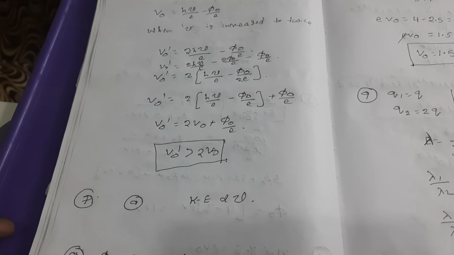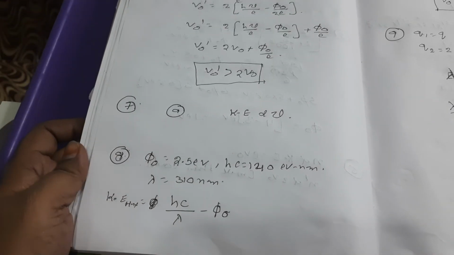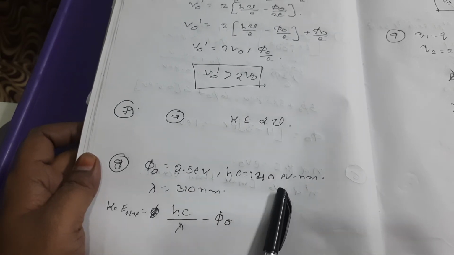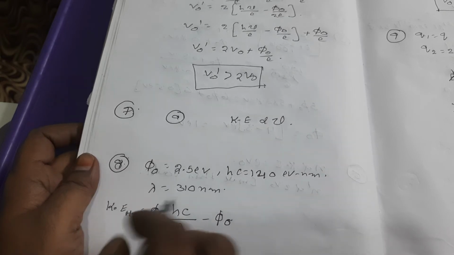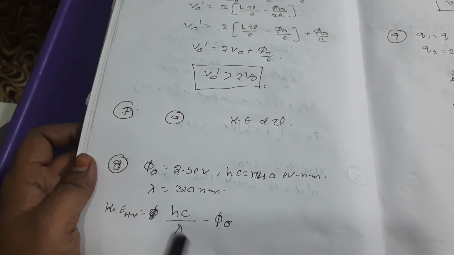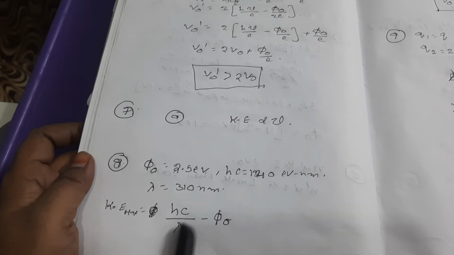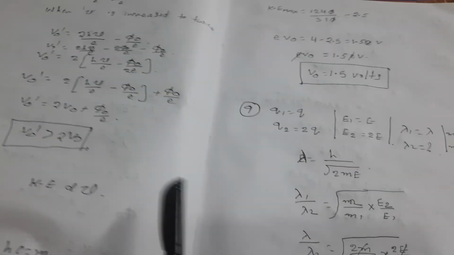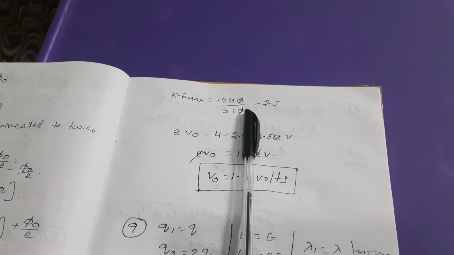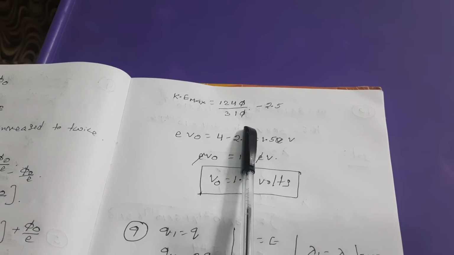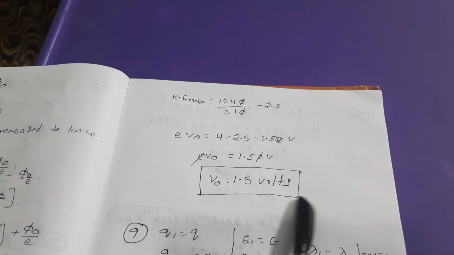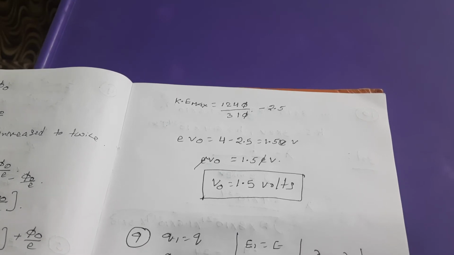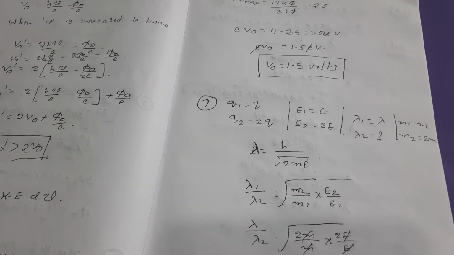See, in this question it's very simple. While reading, the question looks big. Work function is 2.5 electron volts. hc is 1240 electron volt nanometer. Lambda is also in nanometers. Then kinetic energy, what is the formula? hc by lambda minus phi naught. Substitute all values: 1240 by 310, nanometers cancel, minus 2.5. After simplification, in volts, what is the stopping potential? 1.5 volts.